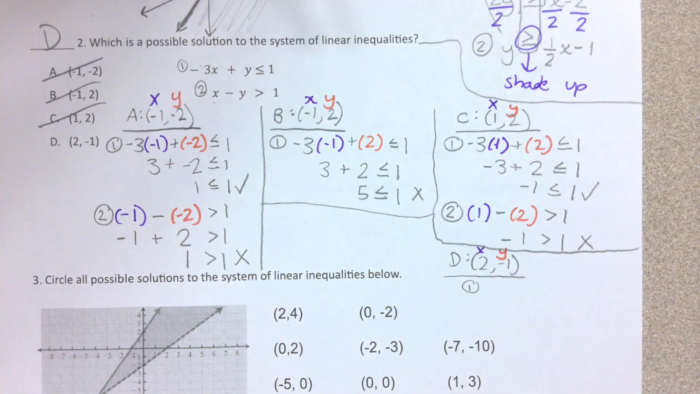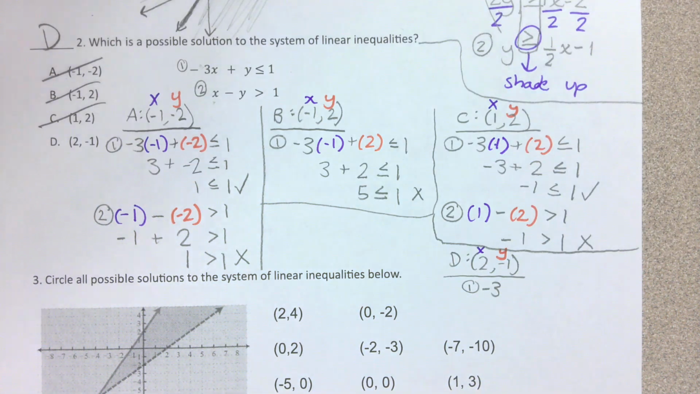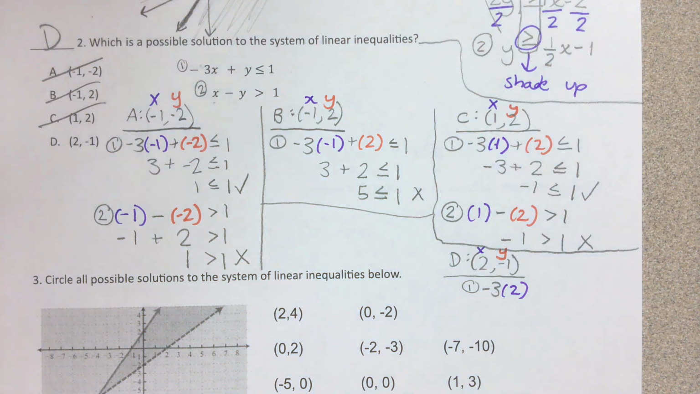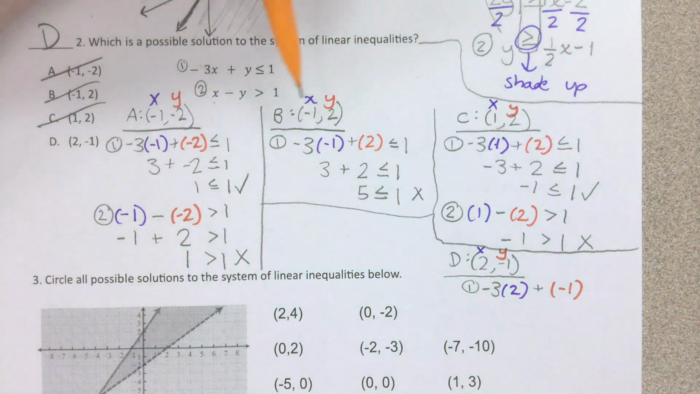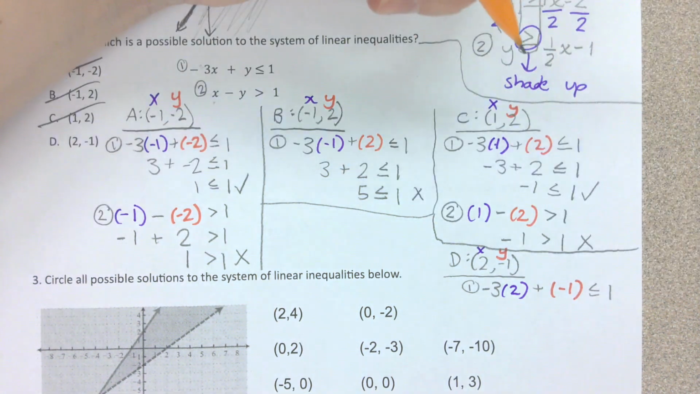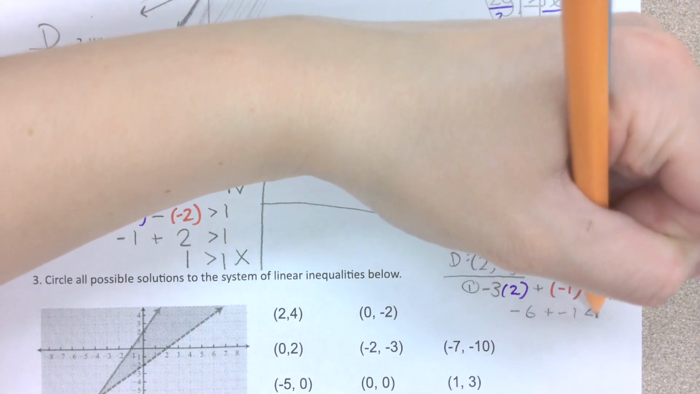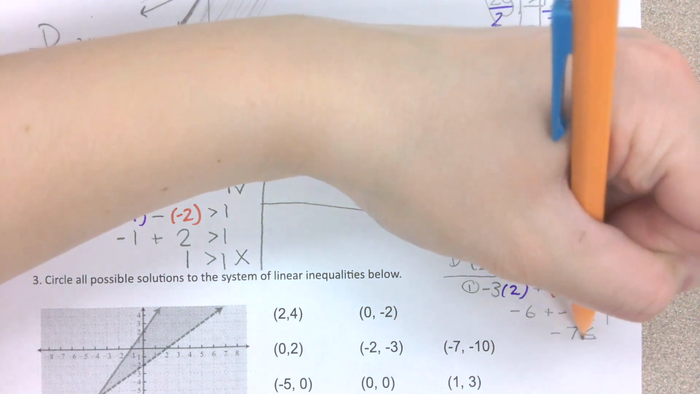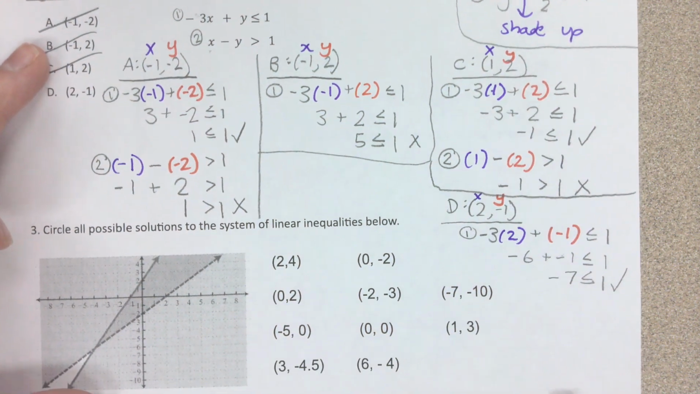Let's check the first inequality. We have -3 times our x, which is 2, plus y, which is -1, is less than or equal to 1. -3 times 2 is -6, plus -1, less than or equal to 1. -6 plus -1 is -7. That is definitely less than or equal to 1, so that works.